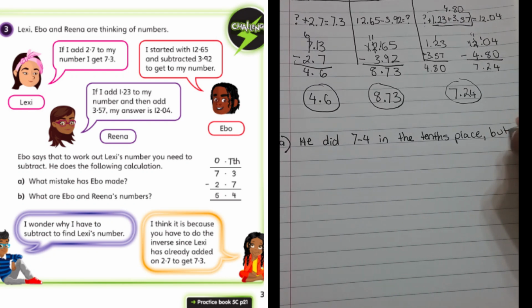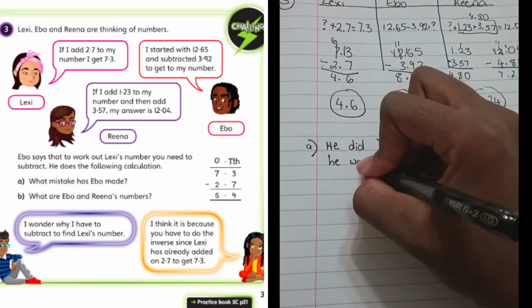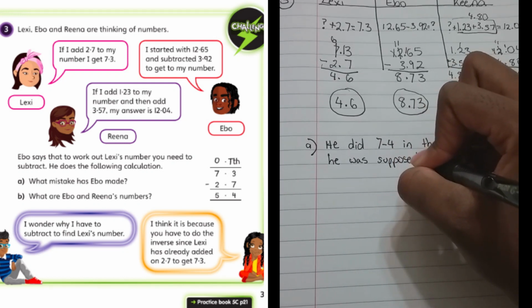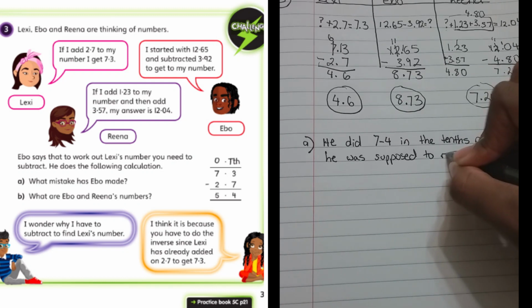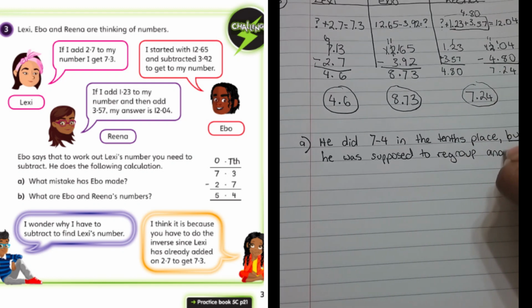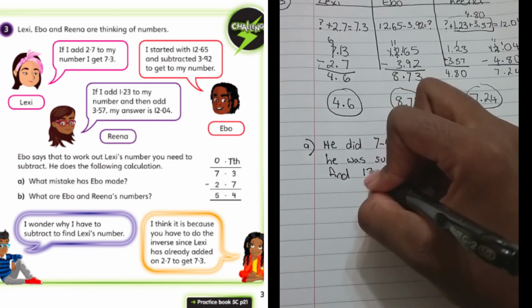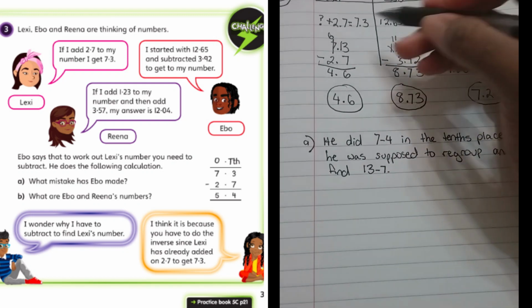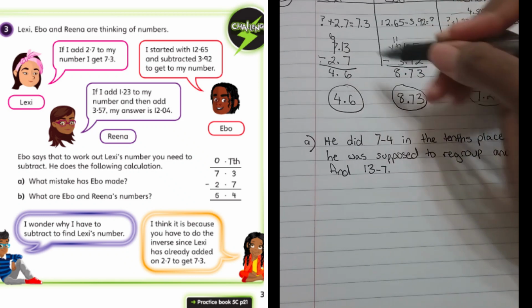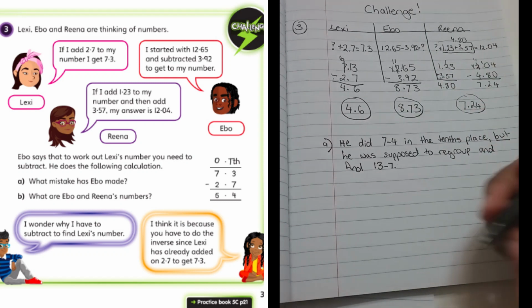But he was supposed to regroup and find 13, take away 7. You see how I did that up here? I had to carry over from the ones place, and I made it 13, take away 7. So that was what his mistake was. So it paid off that I did this work.